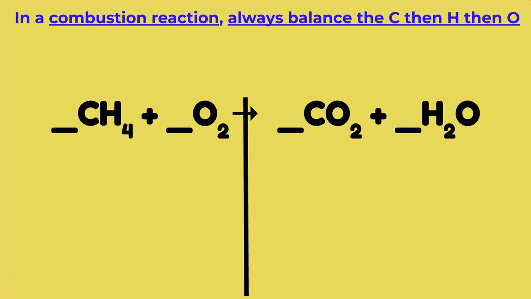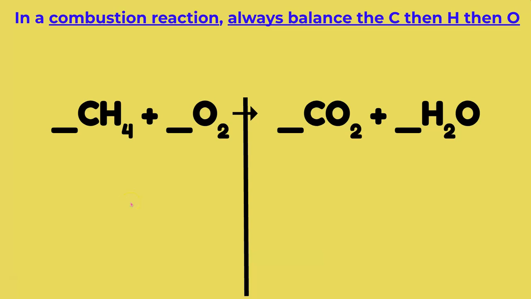The last type of reaction that I'm going to show you how to balance are what we call combustion reactions. So combustion reactions are where you have a hydrocarbon, so like CH4, plus oxygen gas, and it always yields carbon dioxide and water. The trick to this is always balance the carbon first, then the hydrogen, and then do the oxygen last. All right, so let's do the same thing.